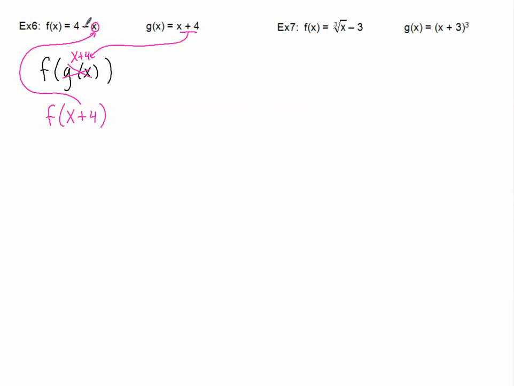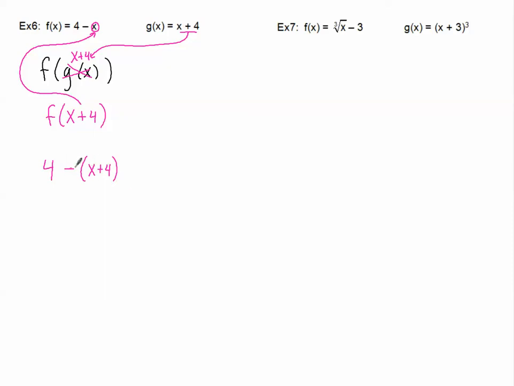I have a 4 and then a minus sign. So here's a 4 and then a minus sign. And then x is being replaced by x plus 4. Well, if I'm replacing a monomial with a binomial, I better put that binomial in parentheses because I'll be subtracting both parts of it. And now let's see what happens.